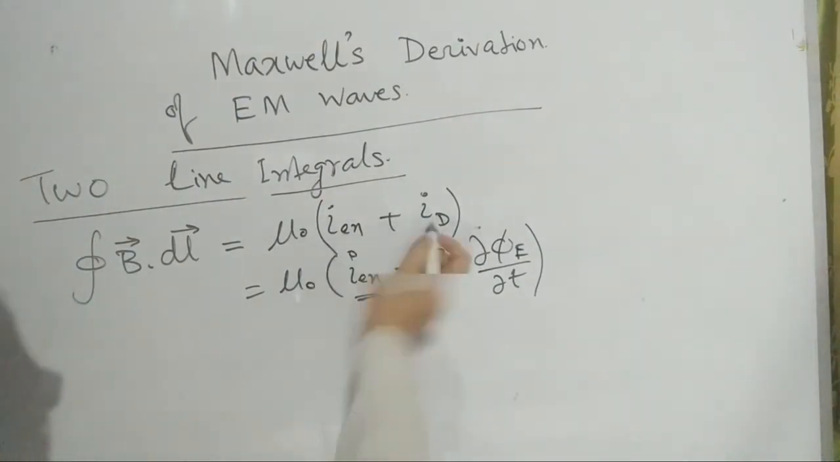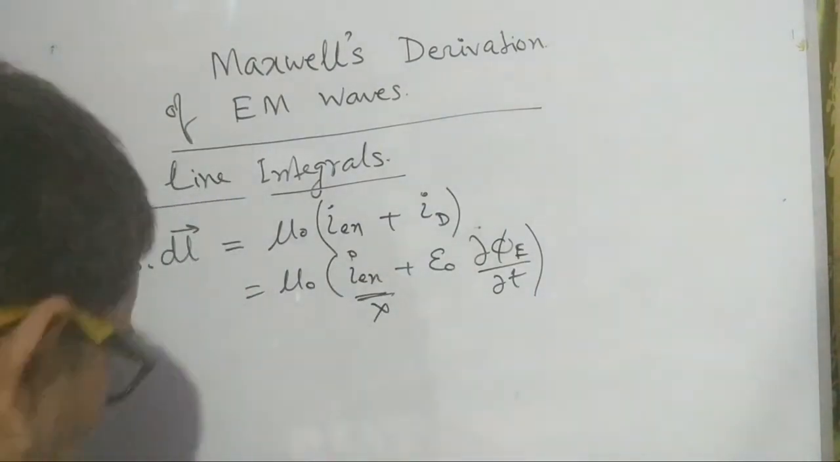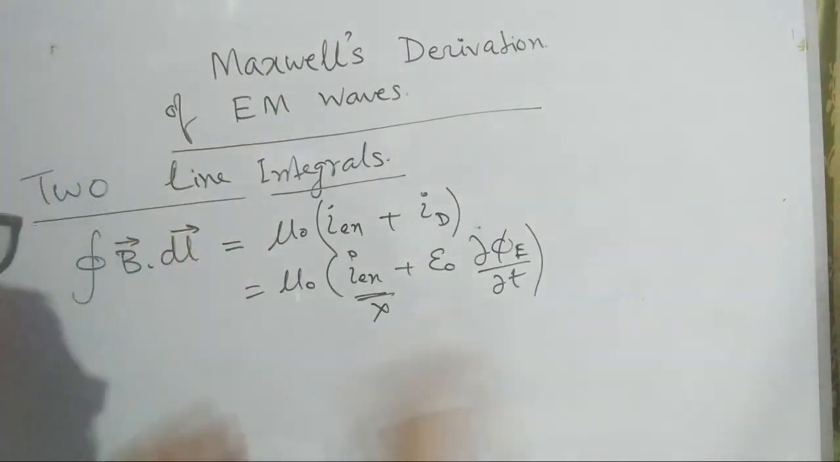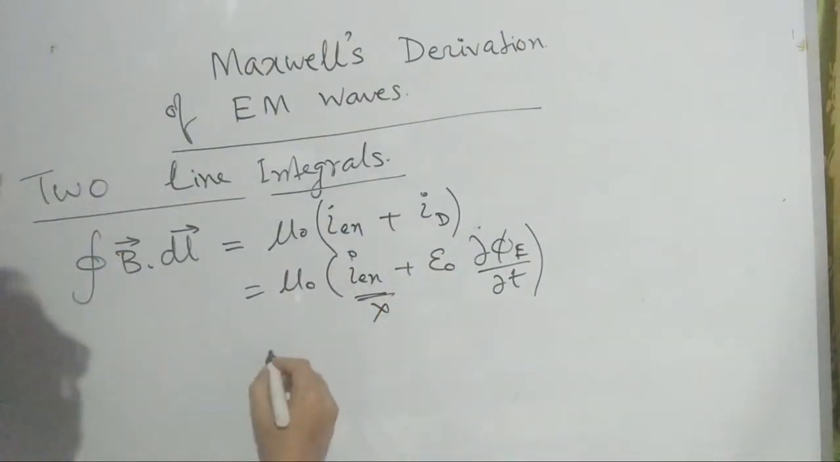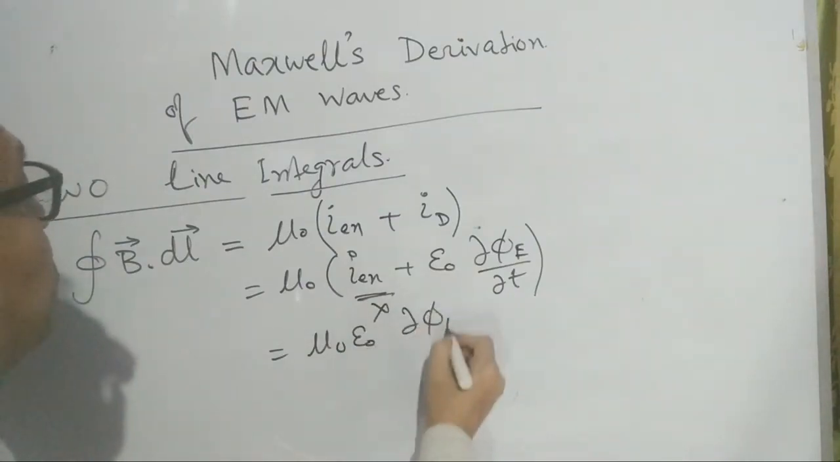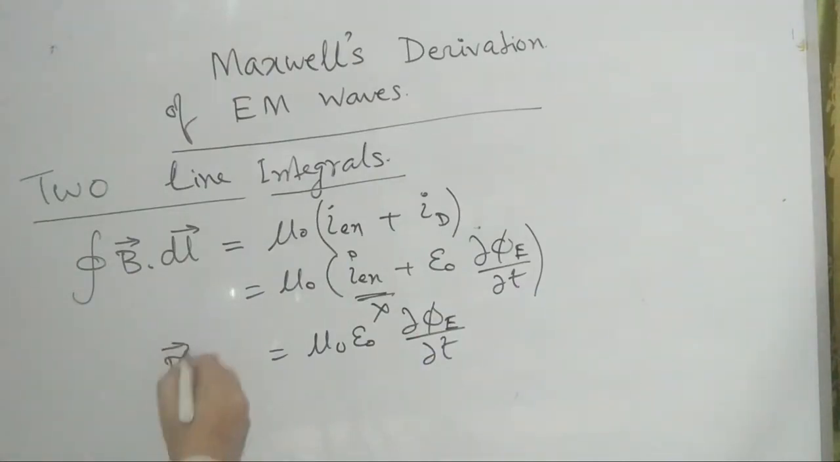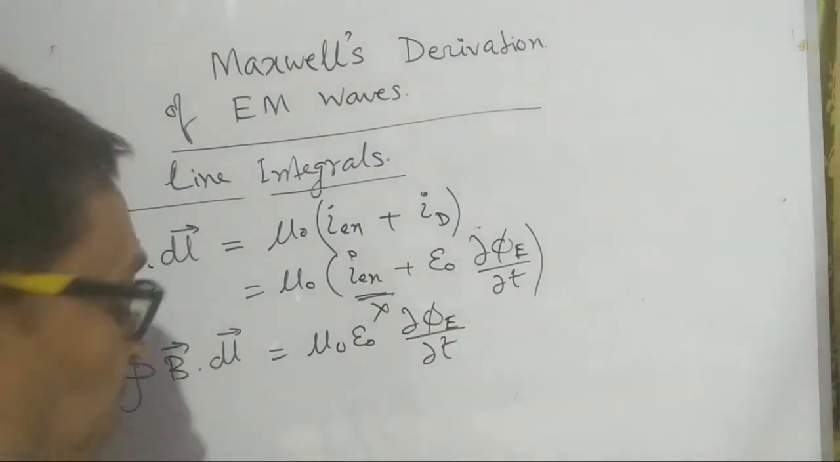At any instant, these two are the same for any system where there is wire and there is space. But if there is only space, then the conduction current will not be present. If this is absent, then we can write only the displacement term. This is one of the equations that Maxwell has given, and the other equations are like this.